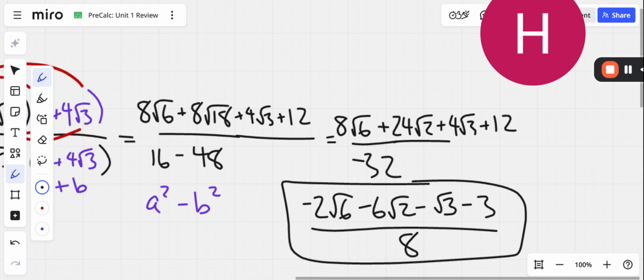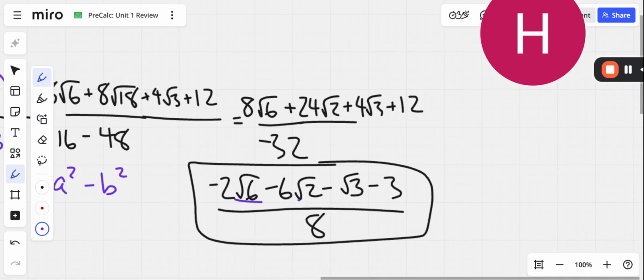Because these terms are all different radicals, they are not compatible. This is kind of like if we had negative 2x minus 6y minus z, we would not be able to combine any of those. They're not common terms.